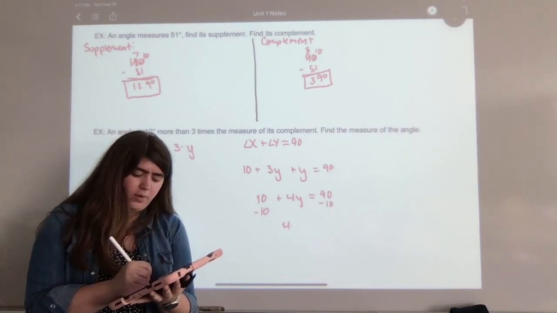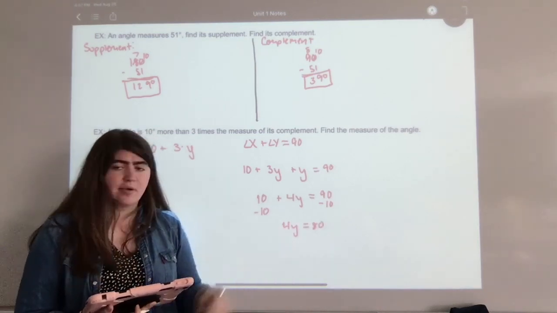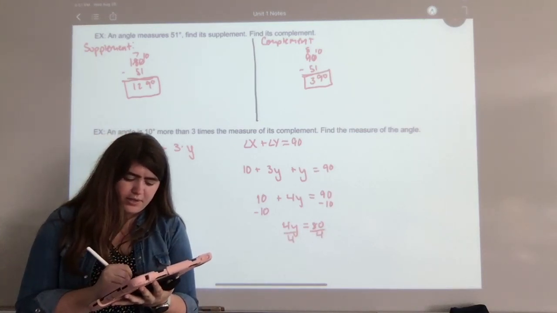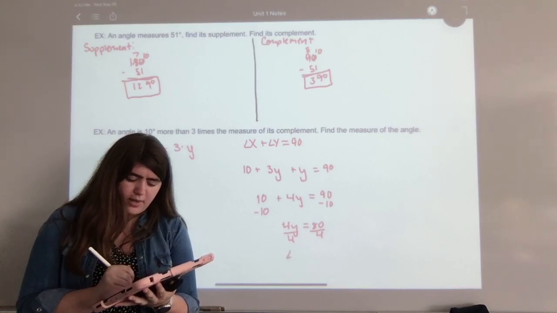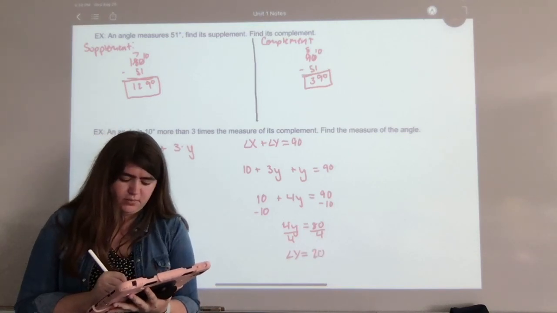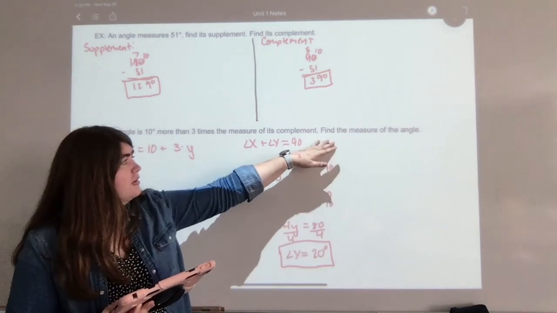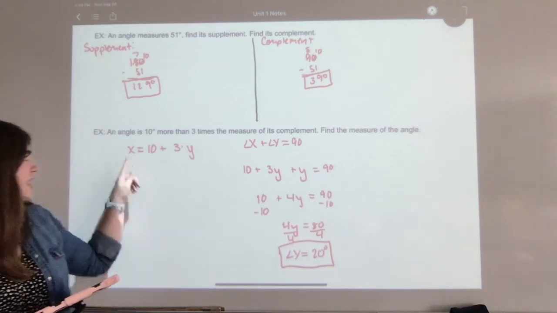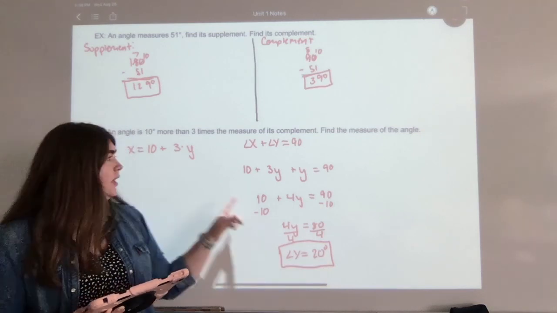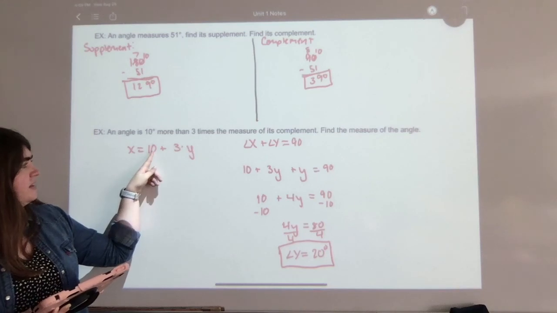That leaves me with 4y is equal to 80. I need y by itself, so I'm going to divide both sides by 4. That leaves me with angle y is equal to 80 divided by 4, which is 20. 20 degrees, that's one of my angles. And I need to find the measure of the angle, which is x. So I have two options here. I either take my value for y and plug it into this equation. 3 times 20 is 60, plus 10 is 70.